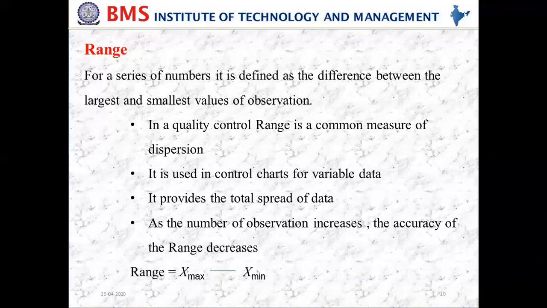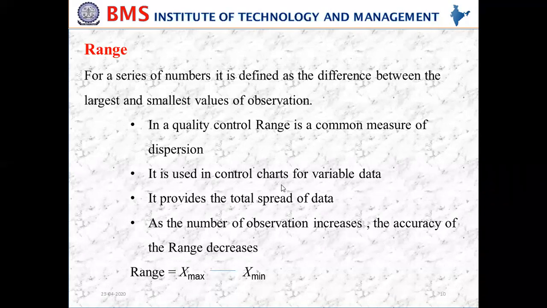So generally this range is used with a maximum of 10 observations in a particular sample. Range will be taken into consideration only for a maximum of 10 observations in a sample. As the number of observations increases, the accuracy of the range decreases, so it cannot be used if you have collected a large number of observations. So range is not a good measure of dispersion in this case.